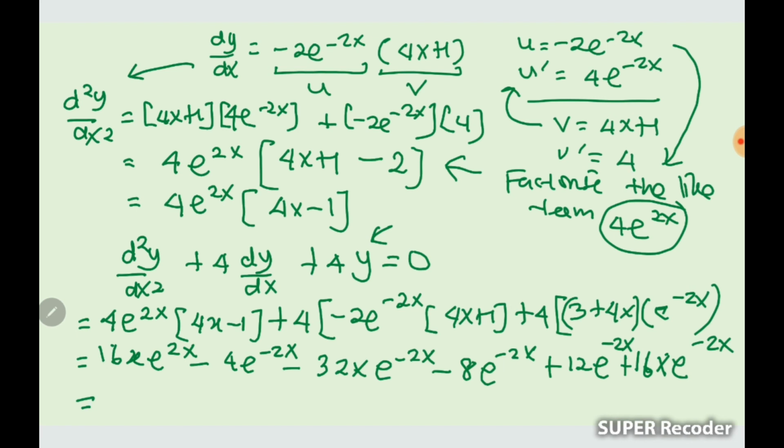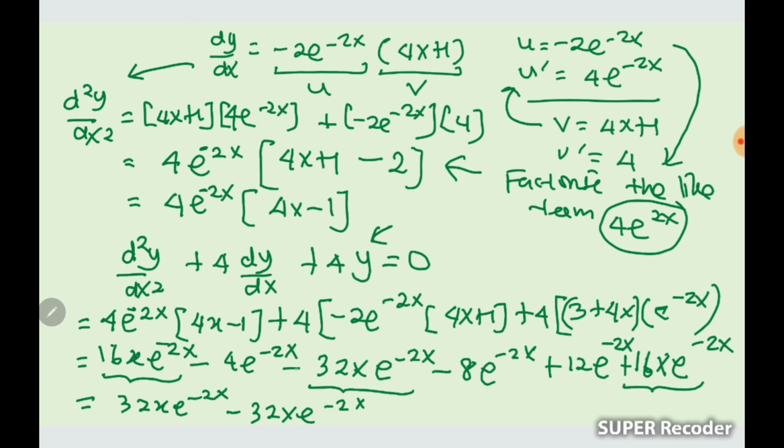Okay, now you collect the like terms. The like terms here are 16x e to the power of 2x, minus 32x e to the power of negative 2x, and 16x e to the power of negative 2x. So you will get, I'm sorry, I have to put negative in front, 32x e to the power of negative 2x, then minus 32x e to the power of negative 2x.